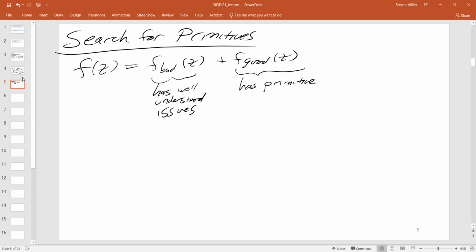So we need to find functions that have primitives. Can anybody give me a candidate? Let's say you make a table. Here is f of z, here's big F of z. What should go on my list? Yes, e to the z.